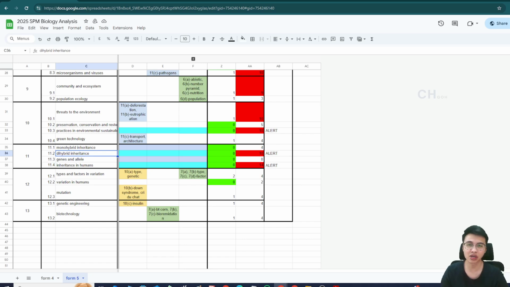So for the schematic diagram, how can you study this? Go to the trial papers, try out the trial papers, and then look at the scheme, how the format looks like. Then you need to follow exactly how the format looks like. So this is dihybrid inheritance. For the next one, it's going to be inheritance in humans.